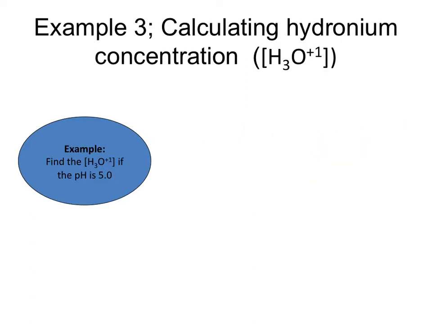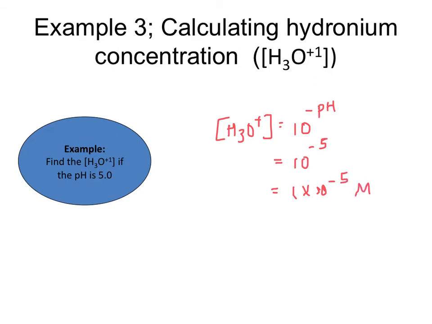In this next example, we're going to do the reverse of what we just did. Now I'm giving you the pH, and you need to find the hydronium ion concentration. So going back a couple of slides ago, you will remember that the hydronium ion concentration can be solved by taking 10 and raising it to the negative pH value. In this case, the pH is 5, so we're going to take 10 to the negative fifth. You'll put that into your calculator, and your calculator will give you 1 times 10 to the negative fifth.